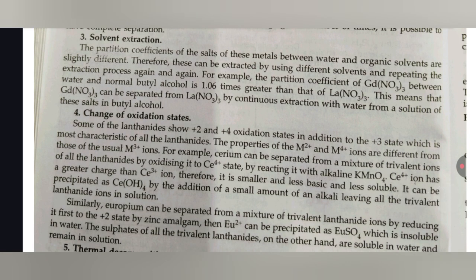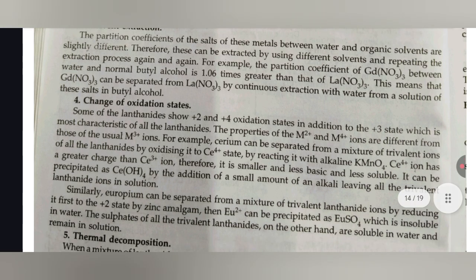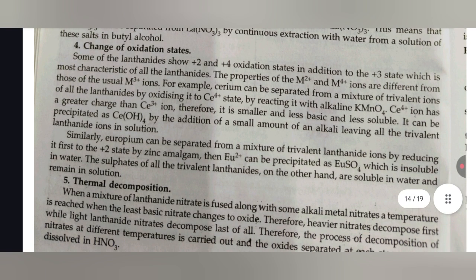Solvent extraction. The partition coefficients of the salts of these metals between water and an organic solvent are slightly different. Therefore, these can be extracted by using different solvents and repeating the extraction process again and again. For example, the partition coefficient of Gd(NO3)3 between water and normal butyl alcohol is 1.06 times greater than that of La(NO3)3. This means that Gd(NO3)3 can be separated from La(NO3)3 by continuous extraction with water from a solution of the salts in butyl alcohol.